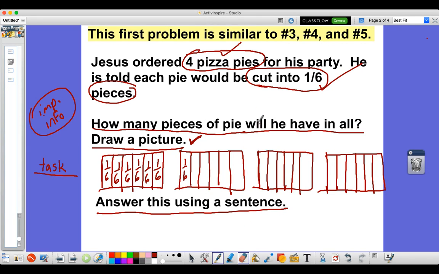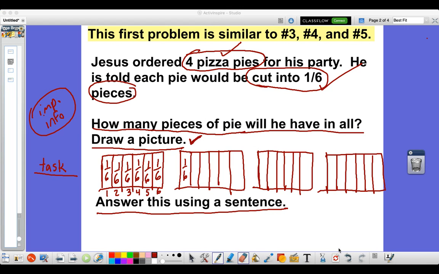Now the question, okay, did we do the 4 pizza pies? Yep, 1, 2, 3, 4. Did we cut them into 1/6 pieces? Yep, 1/6. All of these are 1/6, okay? Now we can go to the question. How many pieces of pie will he have in all? Each of these is a piece, okay? So if you wanted to, here's 2 pieces, 3 pieces, 4 pieces, 5, 6 pieces, okay?